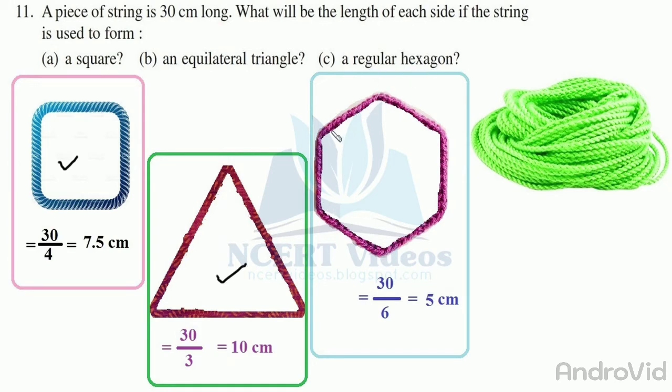Regular hexagon has 6 sides. Therefore we will divide now 30 by 6 to give you 5, because 5 sixes are 30. So this was your question number 11.